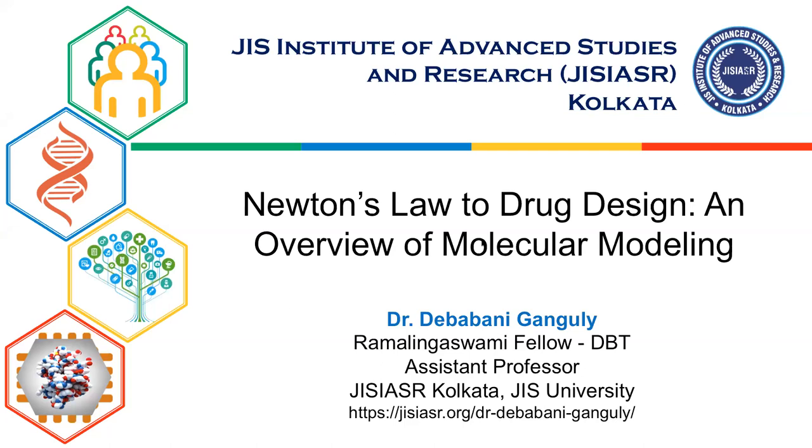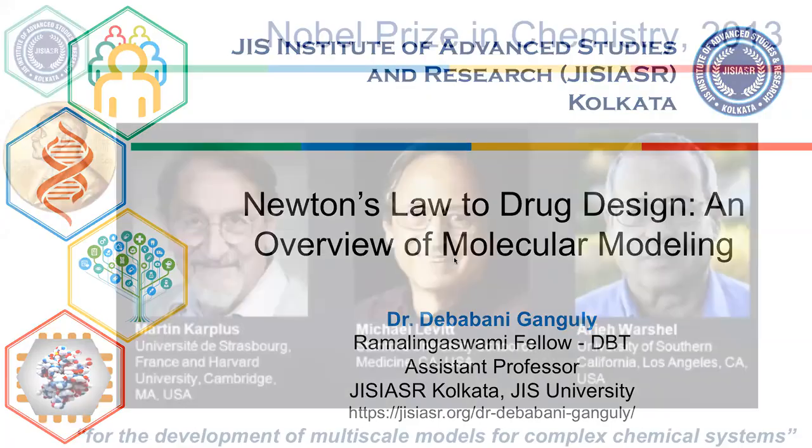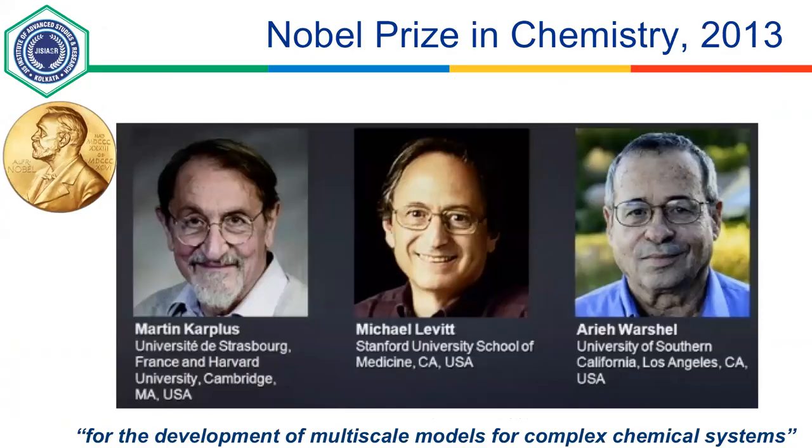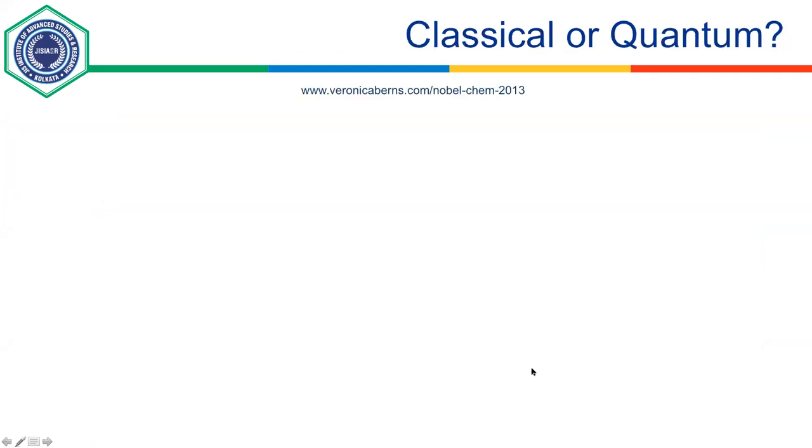The title says Newton's Law to Drug Design, an overview of molecular modeling. So why am I dragging Sir Isaac Newton here? It will be revealed soon. Please wait. Let's see who got the Nobel Prize in Chemistry in 2013. In 2013, the Nobel Prize in Chemistry was awarded to three eminent scientists, Martin Karplus, Michael Levitt, and Arieh Warshel, for the development of multi-scale models for complex chemical systems. This was the recognition for their decades-long hard work in the development and application of molecular modeling. So let's see what they did.